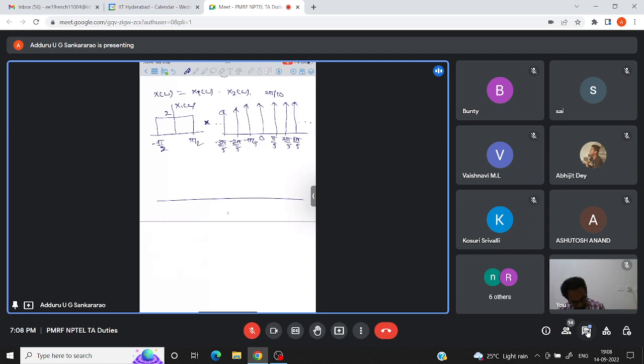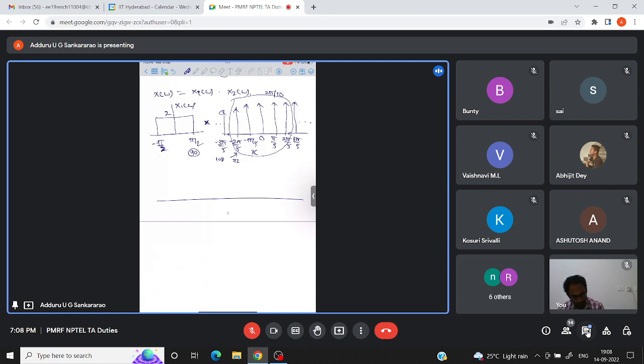So up to 2 pi by 5, so pi by 2. Pi by 2 is somewhere here. After multiplying, only these 5 will become non-zero, all others will be multiplied with 0, right? Pi by 2 means 90, pi by 5 is 36, 2 pi by 5 is 72, and this is 108.